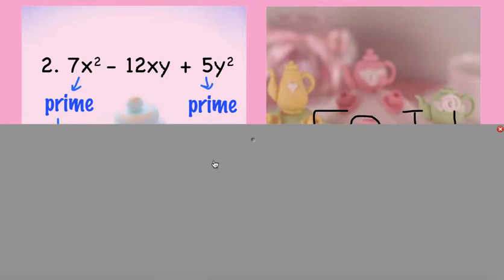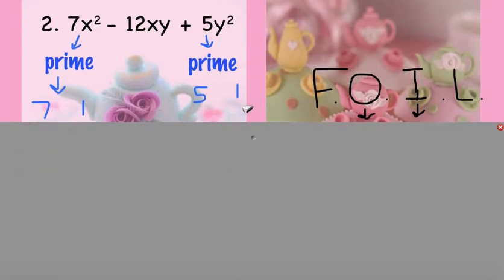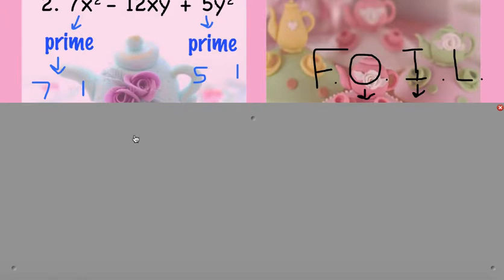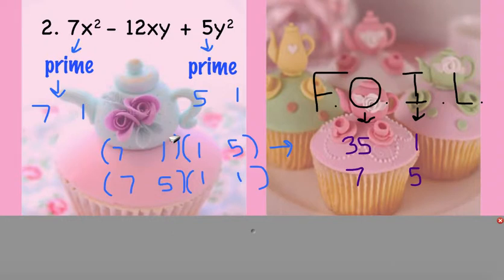Here's example 2. We have 7x squared minus 12xy plus 5y squared. This one's a unique problem because we're working with two variables, but you want to carry on the same exact way. We first notice that 7 and 5 are prime, so the only factors are 7 and 1, and 5 and 1. Knowing that, we have two different options. We have the combination of 7 and 1 times the quantity 1 and 5, or we have 7 and 5 times the quantity 1 and 1.